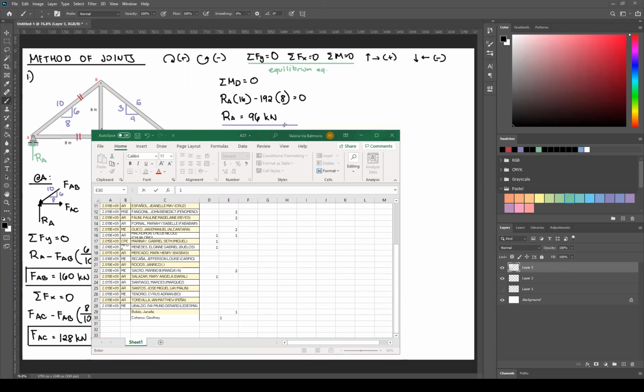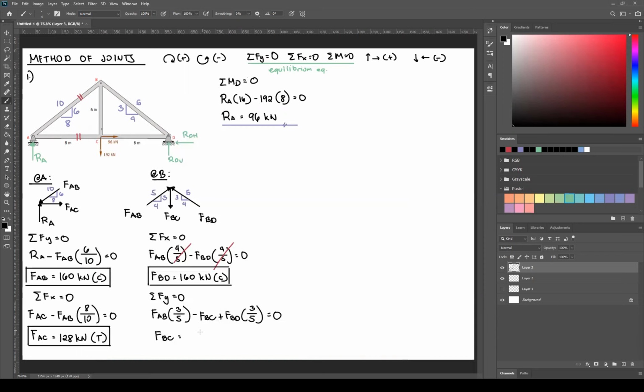So the answer is 192. Positive, therefore correct assumption. So just write 192 kilonewton. I assumed it's away from the joint, therefore that's tension.